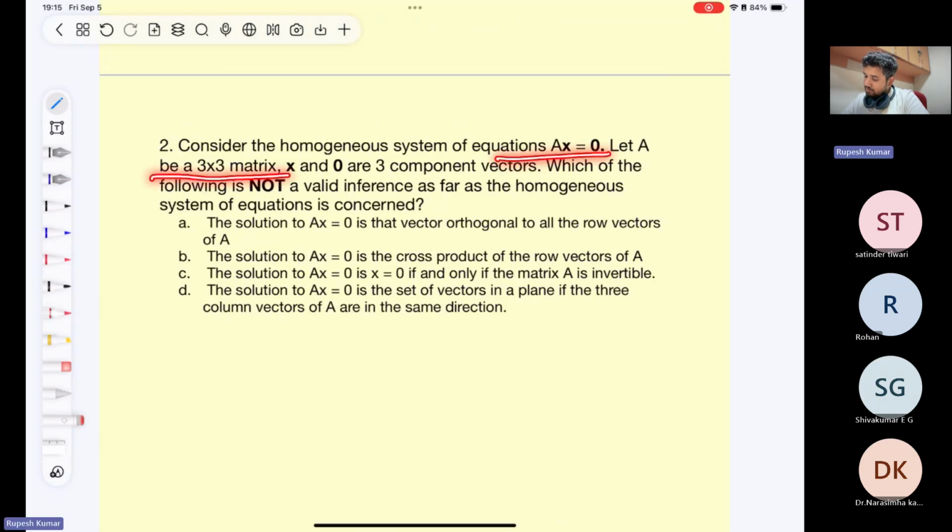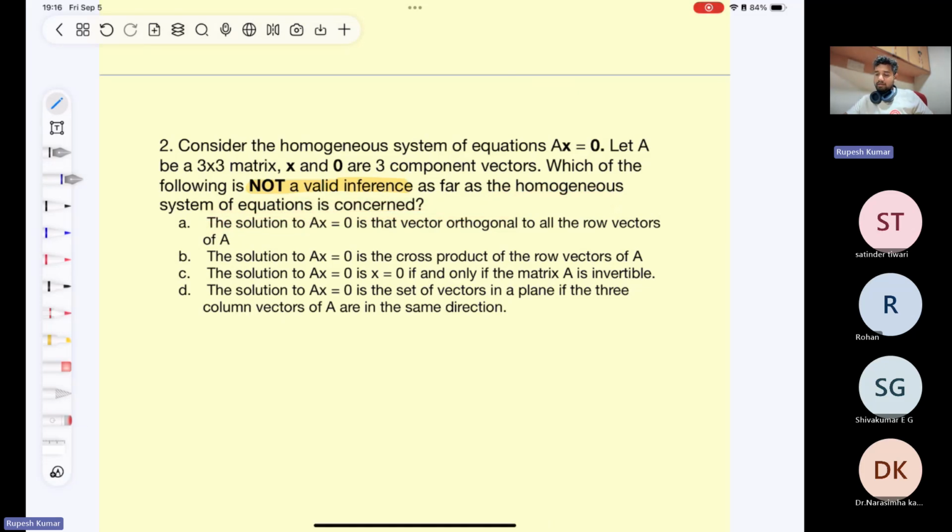Let A be a 3 by 3 matrix, and X and 0 are three component vectors. So basically X belongs to R3 or C3, whatever you prefer, and 0 is basically the origin 0, 0, 0, right? So which of the following is not a valid inference, as far as the homogeneous systems of equations is concerned?